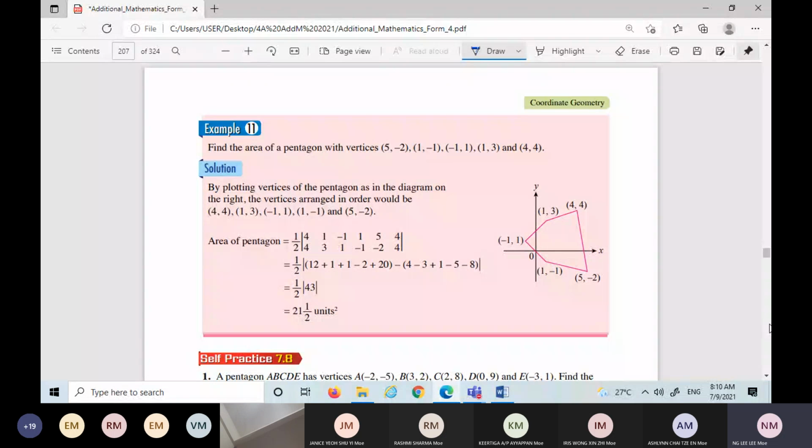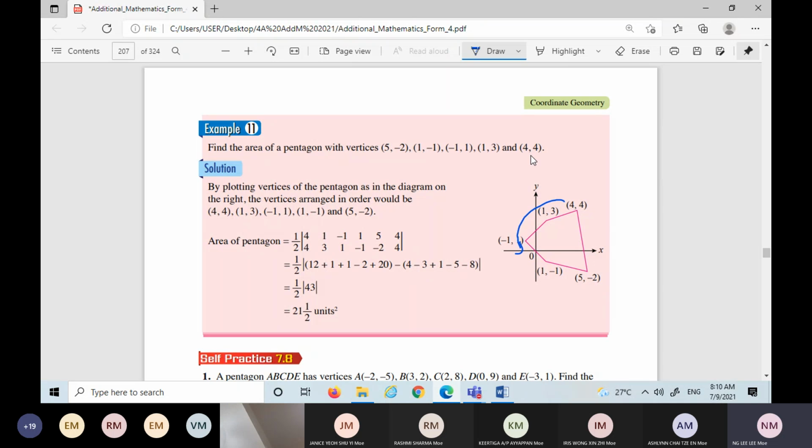Look at this example. This is a pentagon, so 5 sides, we have 5 vertices: 1, 2, 3, 4, 5. You arrange them. They put this one as the first point, then this one as the second point, so it turns this way, anti-clockwise. It doesn't matter which one you set as the first point. For this, they set (4, 4) as the first point: (4, 4), (1, 3), (-1, 1), (1, -1), (5, -2), and then back to (4, 4).